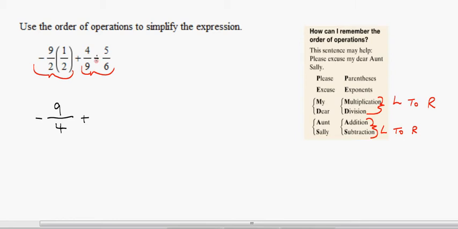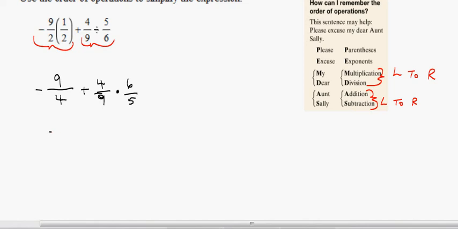Remember the rules for dividing fractions: leave the first fraction alone, change the operation to multiplication, and flip the second one. So this becomes 4/9 times 6/5. So let's do that multiplication now. To multiply two fractions, we multiply the numerator times the numerator, 4 times 6, and the denominator times the denominator, 9 times 5.